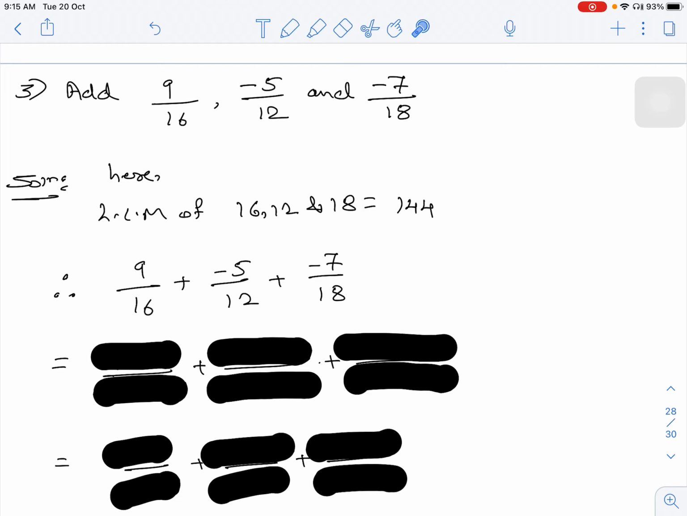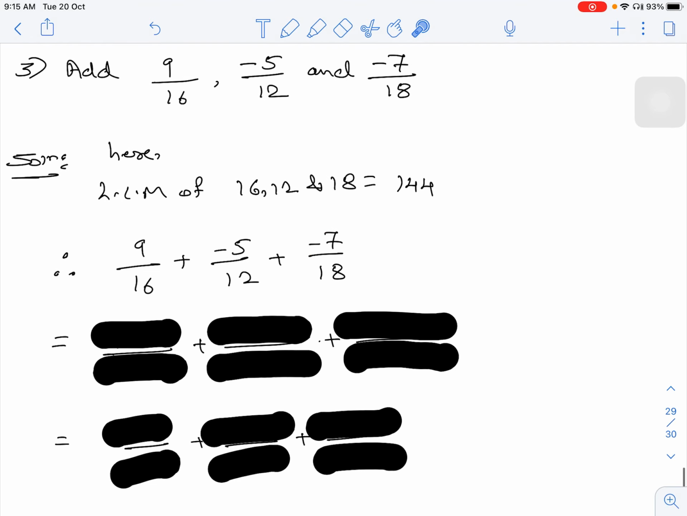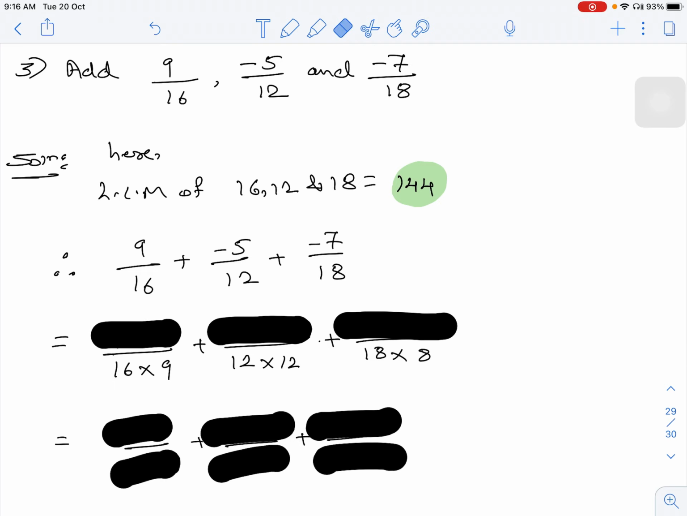Now our regular numbers: we have 9 upon 16 plus minus 5 upon 12 plus minus 7 upon 18. Each of these denominators we want to make 144. To make 16 into 144, we will multiply the denominator by 9. To make 12 into 144, we will multiply the denominator by 12, and to make 18 into 144, we will multiply the denominator by 8. Same condition: the number by which you multiplied the denominator must be multiplied with the numerator.